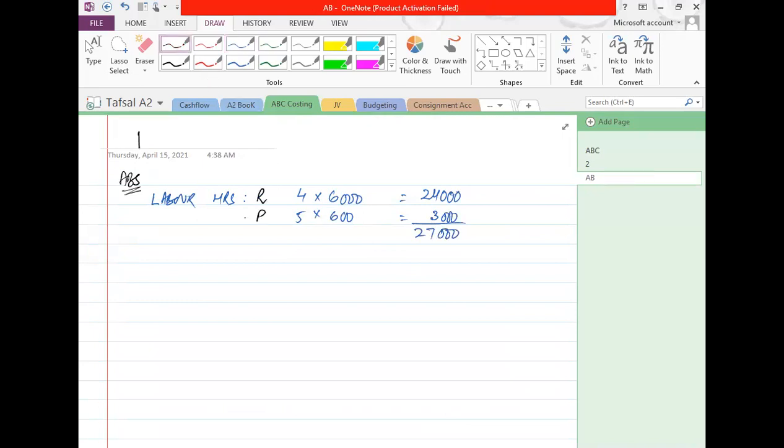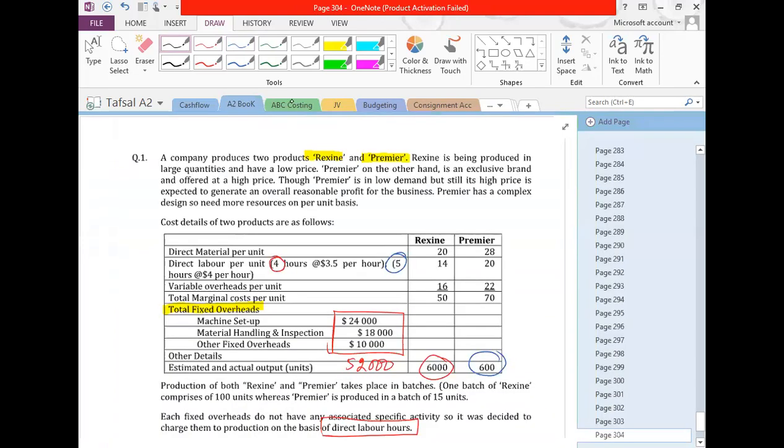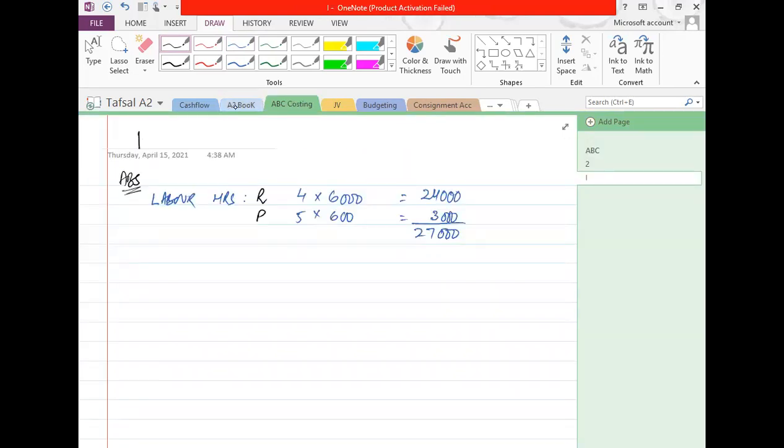Rexine and Premier. Agreed, my dears? These are the labor hours which I have calculated. Total overheads 52,000. Now, overhead absorption rate: 52,000 divided by 27,000. Calculators. 1.92 per labor hour.